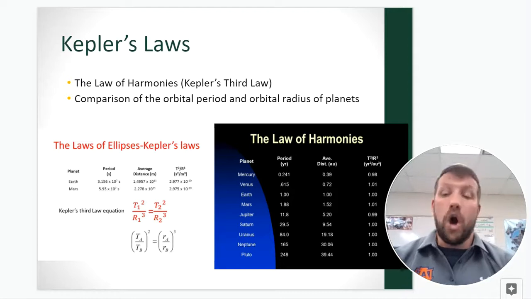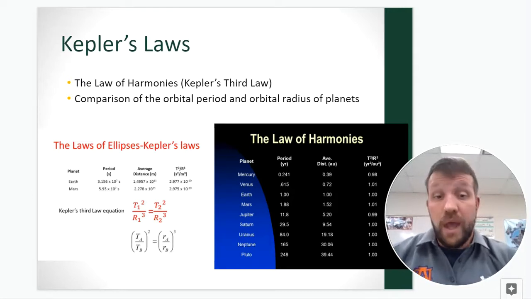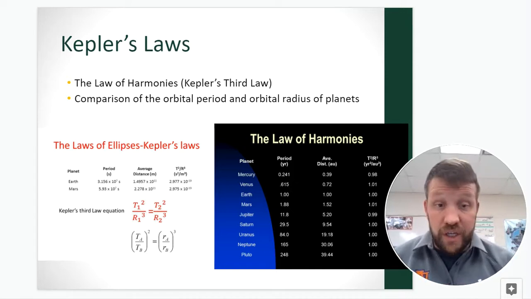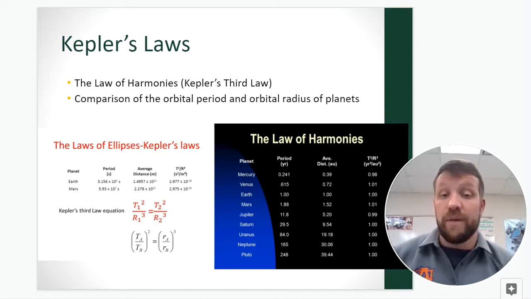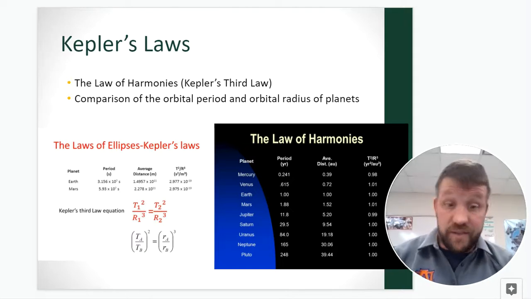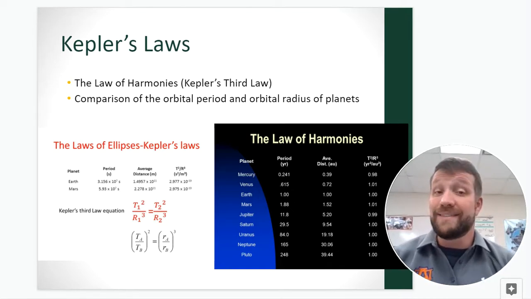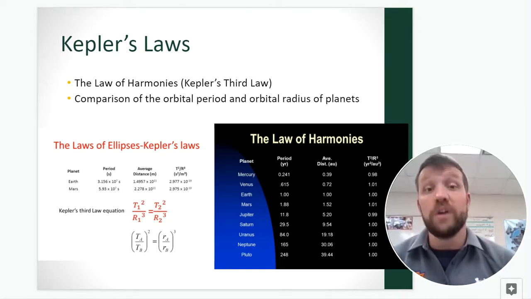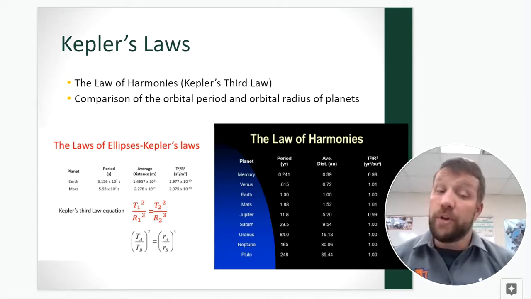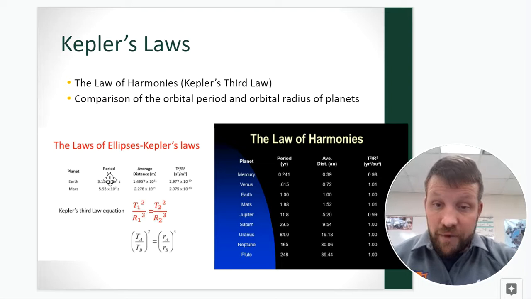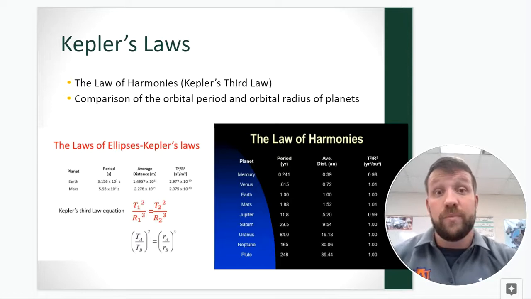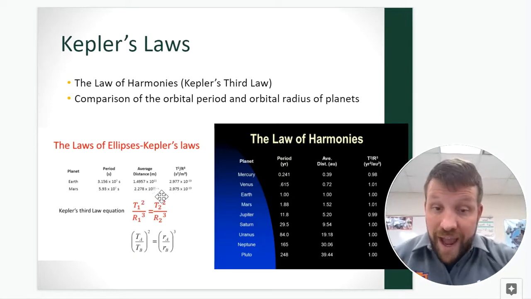And the last one here is the law of harmonies. So this is Kepler's third law. This really states that there is a proportion between the amount of time it takes to orbit and the radius of orbit that is constant, essentially. Okay, so the law of harmonies here basically says all objects orbit in harmony. It compares the orbital period, which is the amount of time it takes for one full revolution, once going all the way around, and the orbital radius of planets. And so you see some of that data right here for Earth and for Mars. The orbital period is how long it takes to orbit all the way around for both us and Mars. It gives you the average distance there.